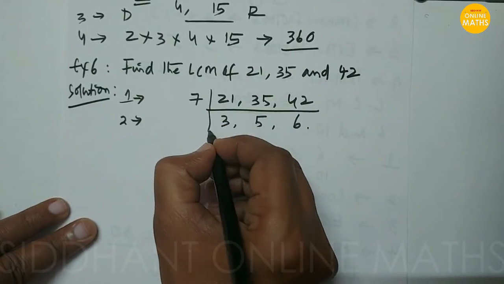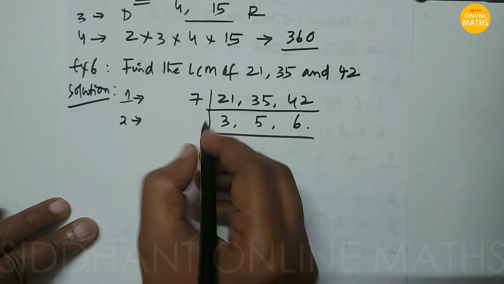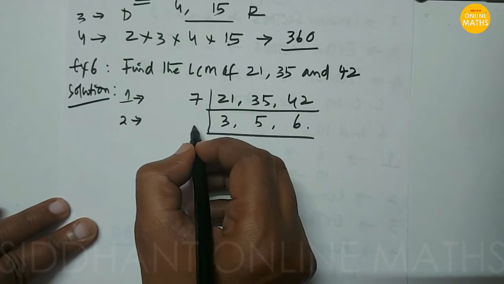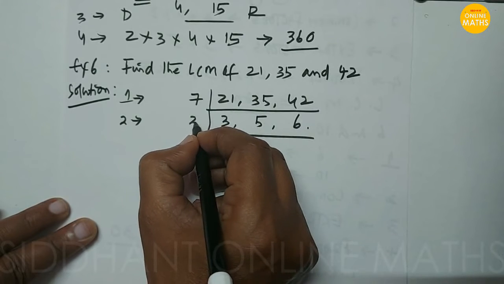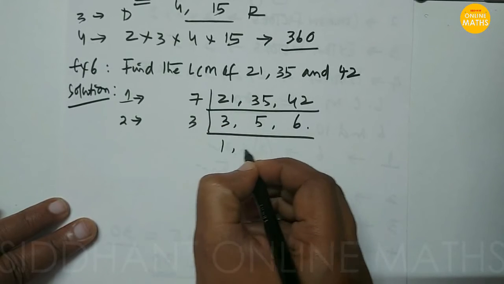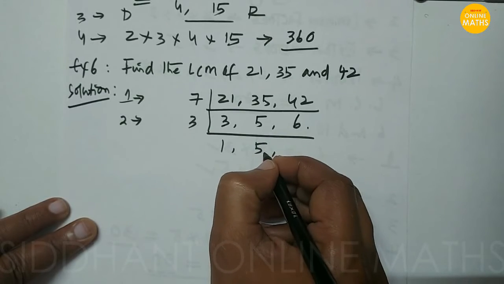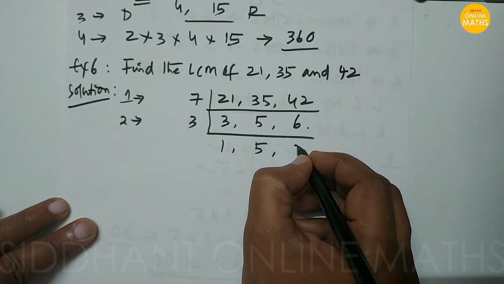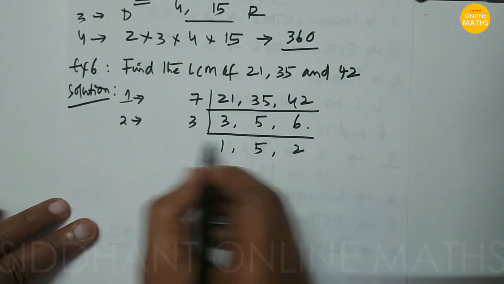After that, the number 3 divides only 2 numbers. We take such a number which should divide at least 2 numbers. So 3 goes with 3 to give 1. 5 won't go, so we write it as it is. Then 3 goes with 6 to give 2. After that there is nothing more to divide.